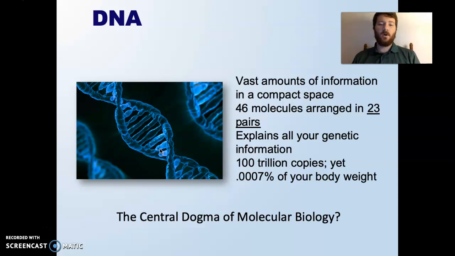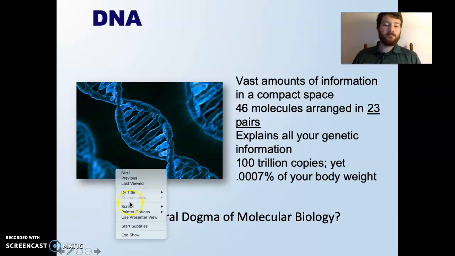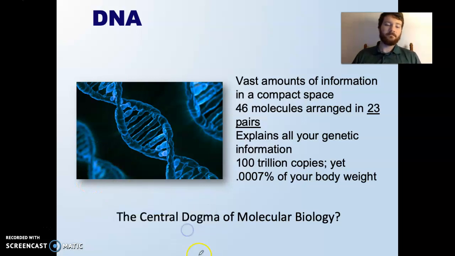And all these 46 molecules explain your genetic information. You got tons of copies. Central dogma of molecular biology. You're going to want to write this on your paper. It says that life flows from DNA to RNA to proteins. And so your DNA makes RNA, which makes proteins.